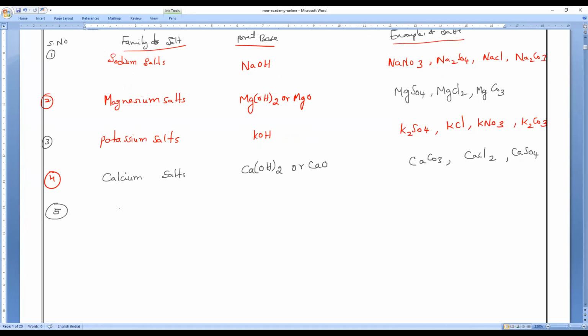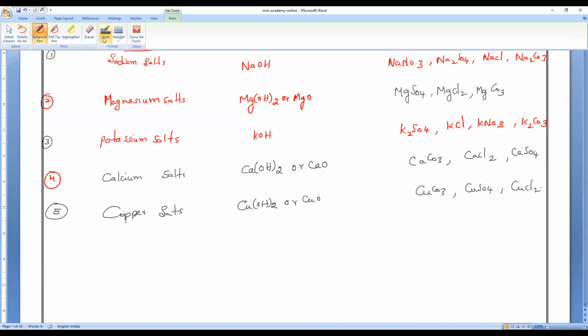Yes. Next, copper salts. Tell me, copper salts. What is the raw material? Copper hydroxide base or copper oxide. Yes. Examples: copper carbonate, copper sulfate, copper chloride. Am I right, everybody?